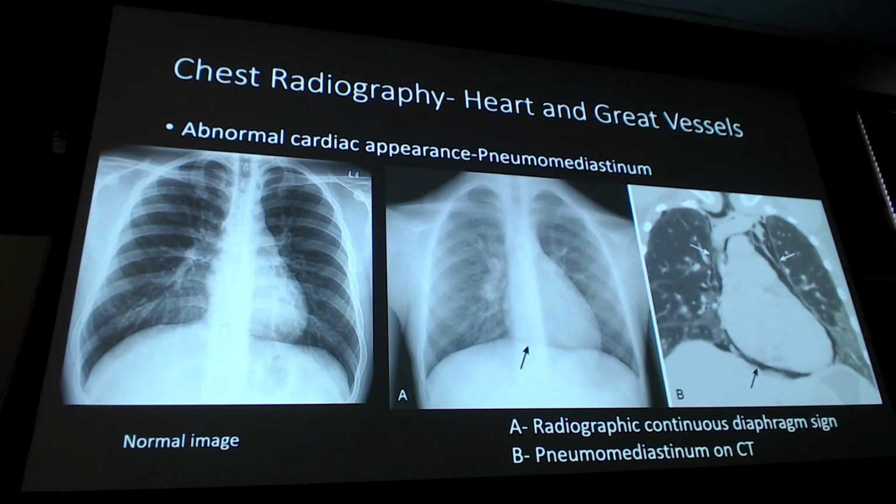So whether you're concerned about a pneumomediastinum or not, if you have that continuous diaphragm sign, it should be on your differential. Here's how it looks on CT. It gives you a little bit better picture of it, right? So I have air between my heart and my diaphragm. I have air here in the pericardium and air up into my great vessels up in the upper part of the mediastinum.